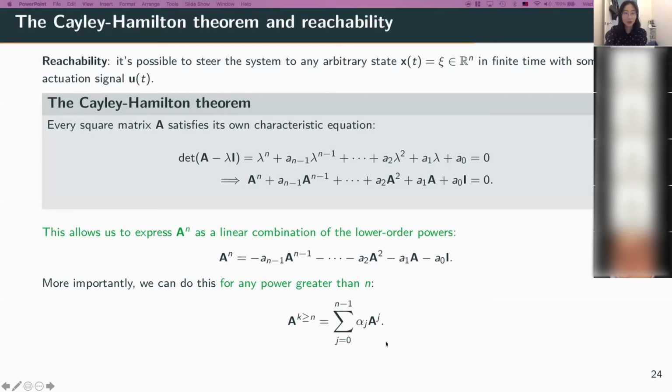And right, so this is just saying what I just said: all the higher order powers of A can also be expressed as a linear combination, with possibly different coefficients, of the lower order powers of A. Is that clear?